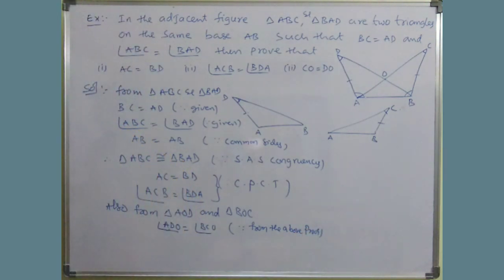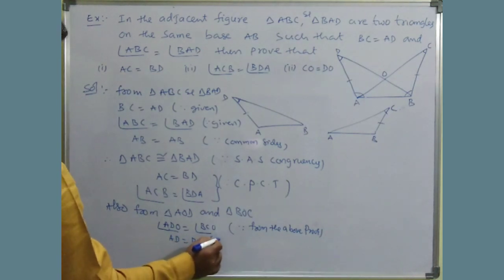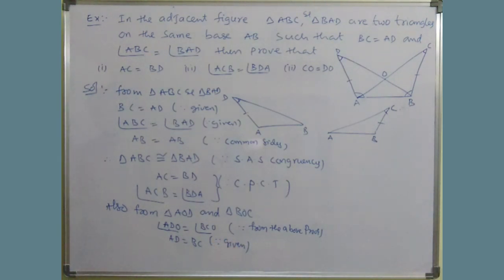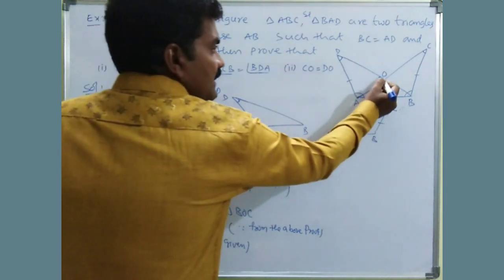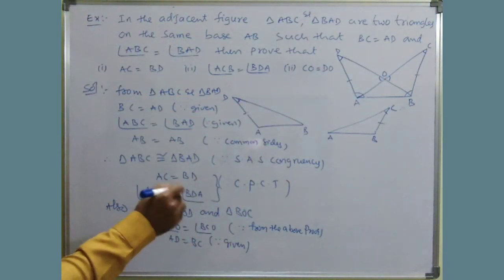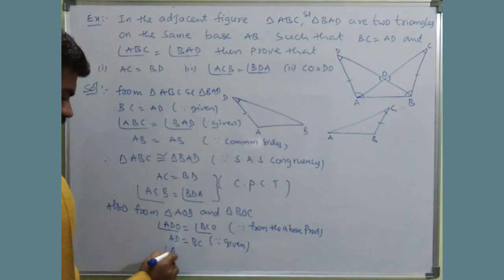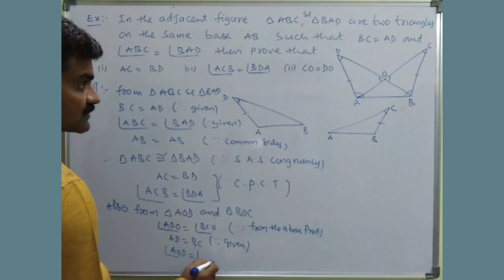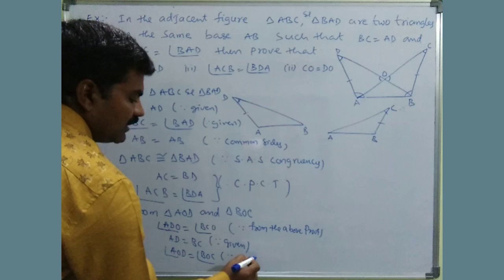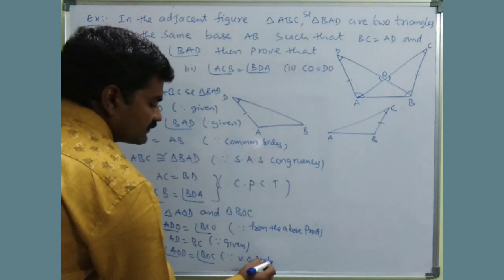Okay, fine. Next, in this, AD is equal to BC, which is already given. I can use it again here. And one more angle or one more side we require. What can you say about this angle and this angle? These are vertically opposite angles. So angle AOD is equal to angle BOC because of vertically opposite angles.